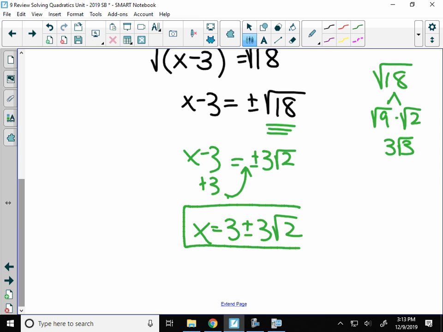And that would be my final answer. And again, I could not have factored this because there's a radical, it's irrational, but I could have used the quadratic formula if I did not recognize to use complete the square.